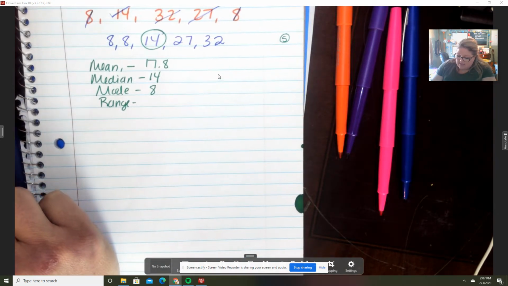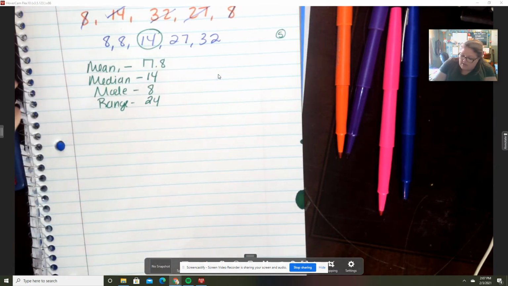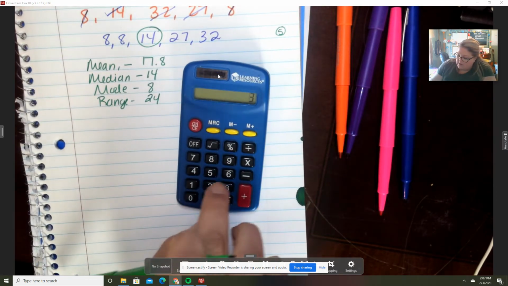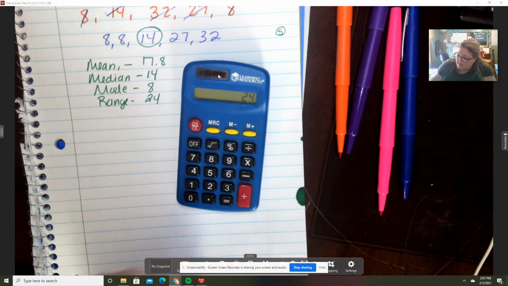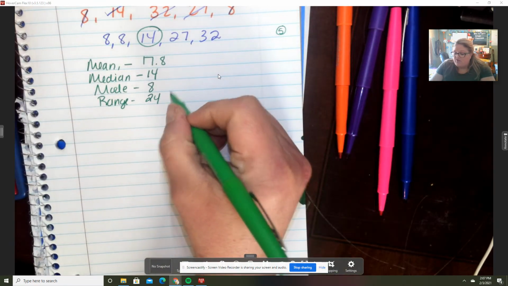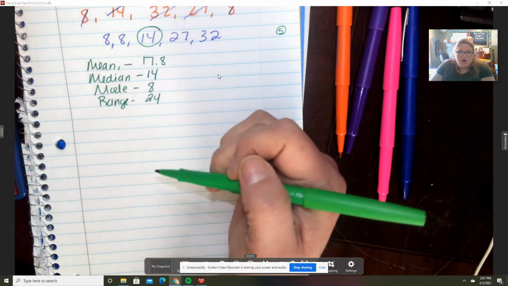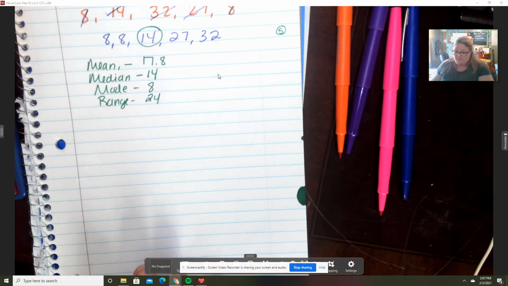If you have one number that repeats twice and one number that repeats 3 times, the number that repeats the most would get it. Something happens and you don't have any repeating numbers. You're going to put none. You wouldn't put 0. I want you to think for a second of why you wouldn't put 0.